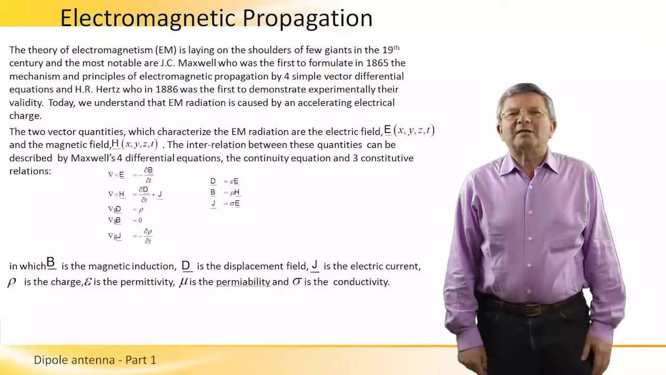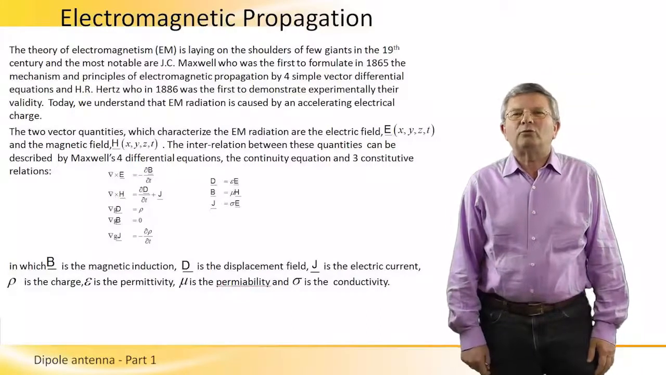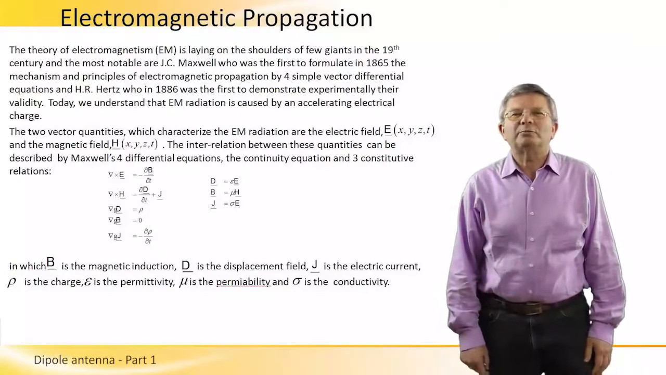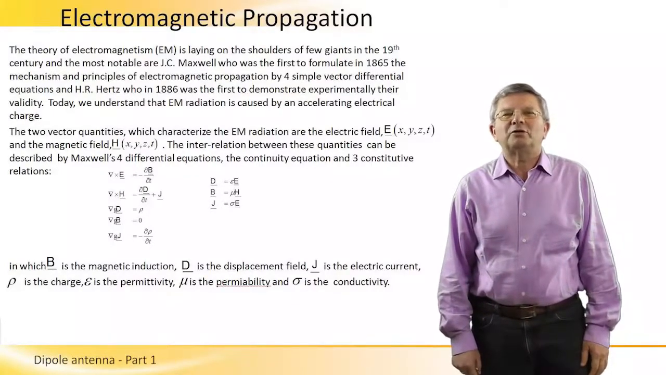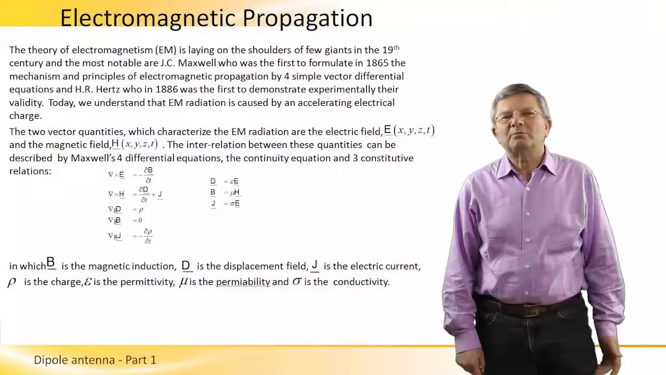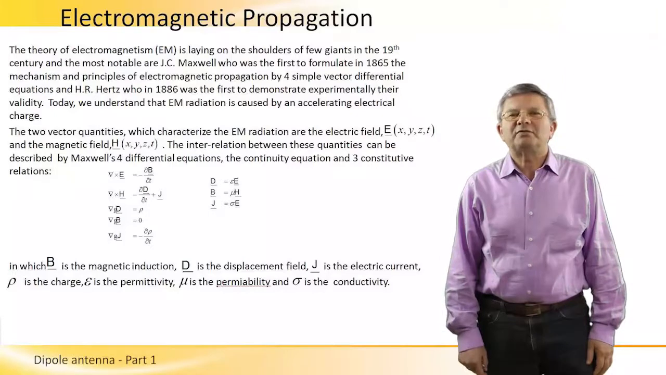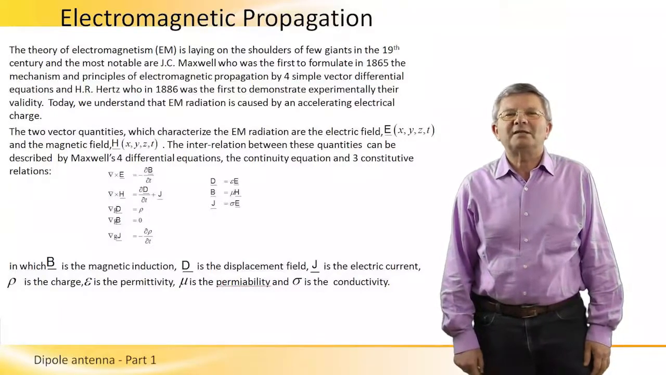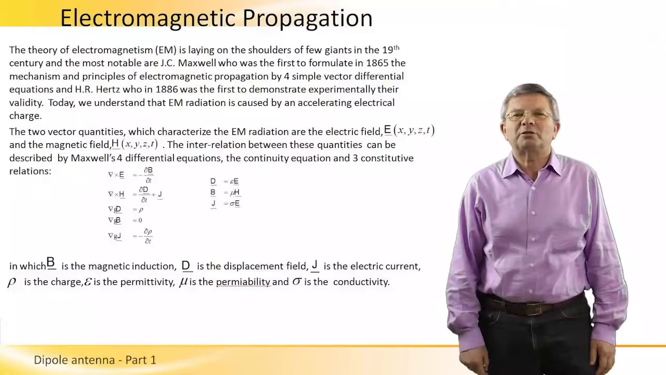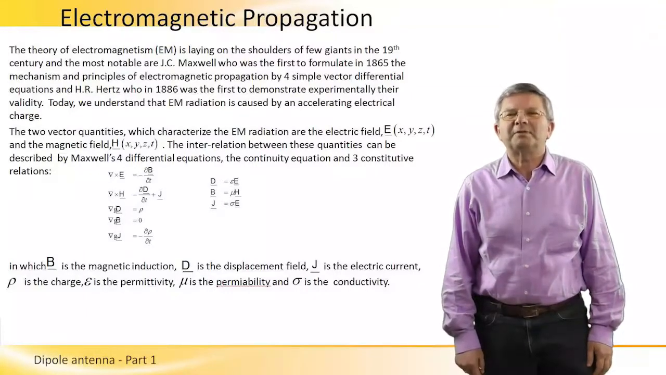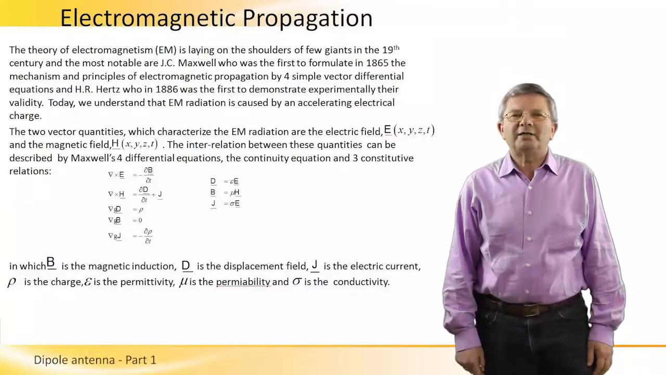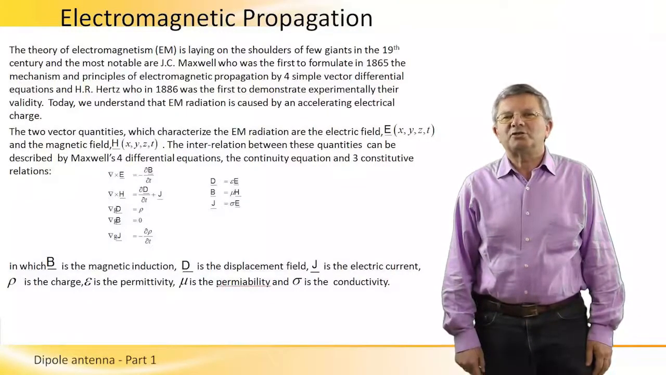We cannot talk about antennas without paying some tribute to a few scientific giants from the 19th century, who laid the foundation for the theory of electromagnetism. The most notable are James Maxwell, who was the first to formulate in 1865 the mechanism and principles of electromagnetic propagation by four simple vector differential equations, and Heinrich Hertz, who in 1886 was the first to demonstrate experimentally their validity. Today, we understand that electromagnetic radiation is caused by an accelerating electrical charge.